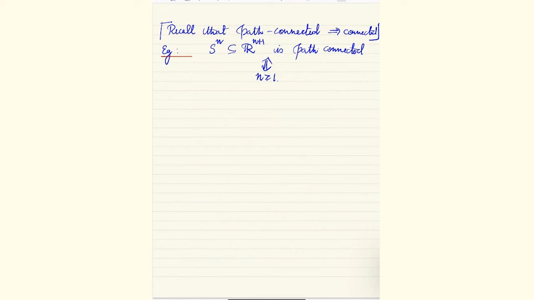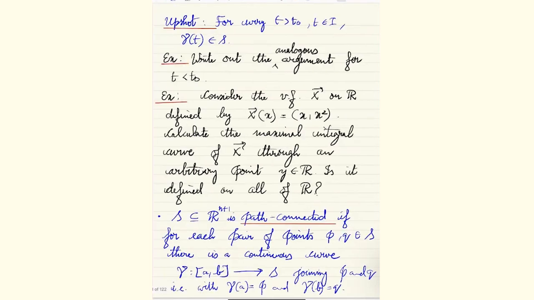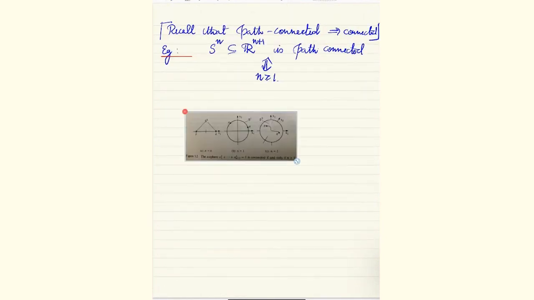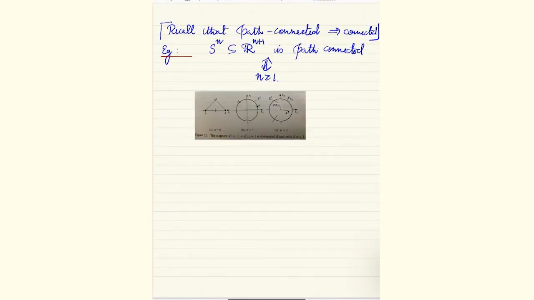I'm just wondering if these people had maybe a picture. It's a very helpful picture in your text. The path connectedness of spheres is something you have to show, but you can explicitly write down paths, given points on the sphere. Okay, so it's just an example from topology.